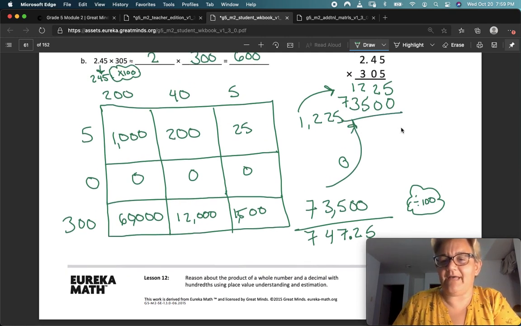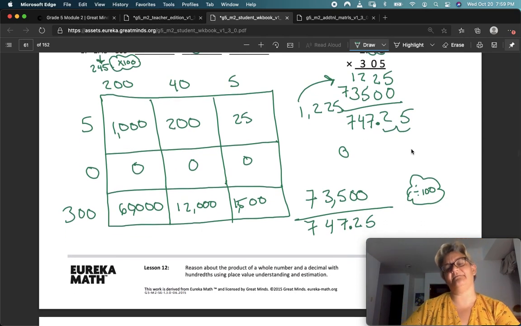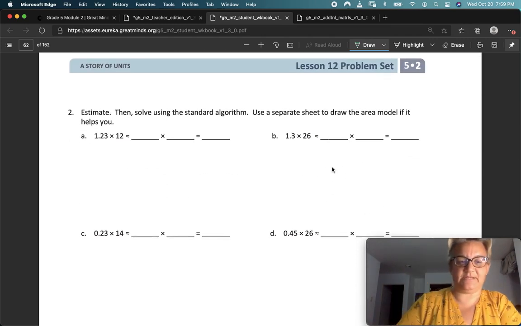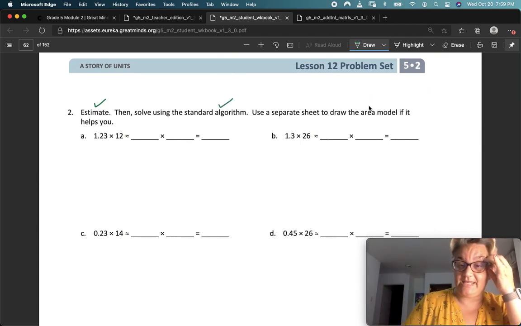All right, now add that together. 5, 2, 7, 4, 7, and 2 decimal spots here, so 2 decimal spots here. There's my answer, 747 and 25. Very good. You guys are getting good at this. We've been doing this for a few days now. First estimate, then the standard algorithm. If you want to draw an area model on a separate page, you can, but you do not need to. It says, if it helps you, which means it's optional.